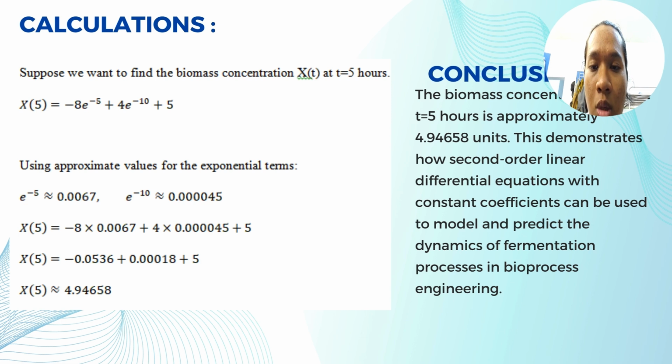So we're using approximate values for the exponential terms: e^(-5) equal to 0.0067 and e^(-10) equal to 0.000045. So we will get the biomass concentration x(t) at t equal to 5 hours equal to 4.94658. The conclusion: the biomass concentration at t equal to 5 hours is approximately 4.94658 units. This demonstrates how a second order linear differential equation with constant coefficients can be used to model and predict the dynamics of fermentation processes in bioprocess engineering.